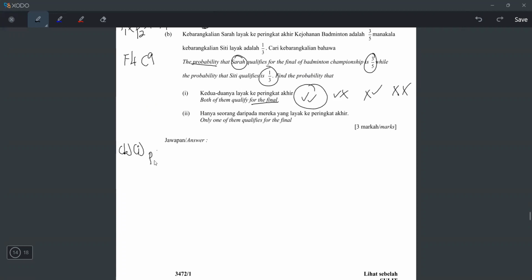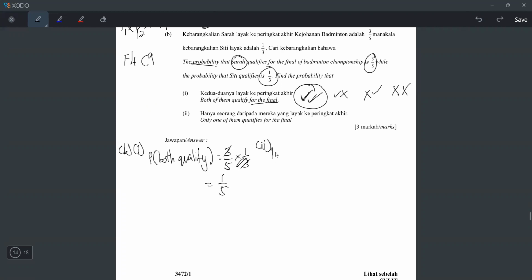So I write P, both qualify. The P stands for probability. So how to do it? I will take the probability of Sarah qualifying times the probability of Siti qualifying. So 3/5 times 1/3. Cut. I cut the wrong number. So cut. So 1/5. Okay, question 2.